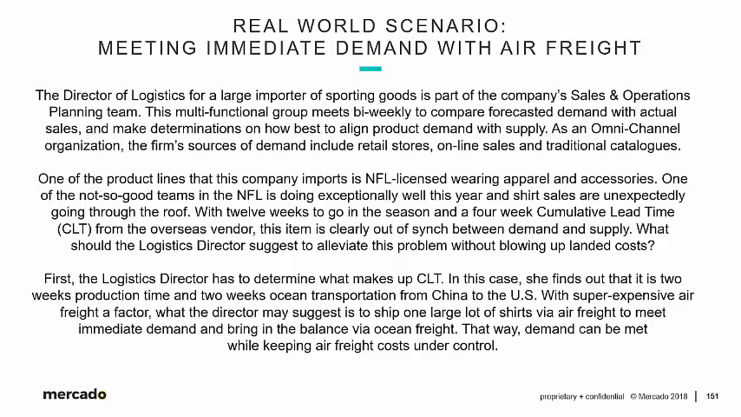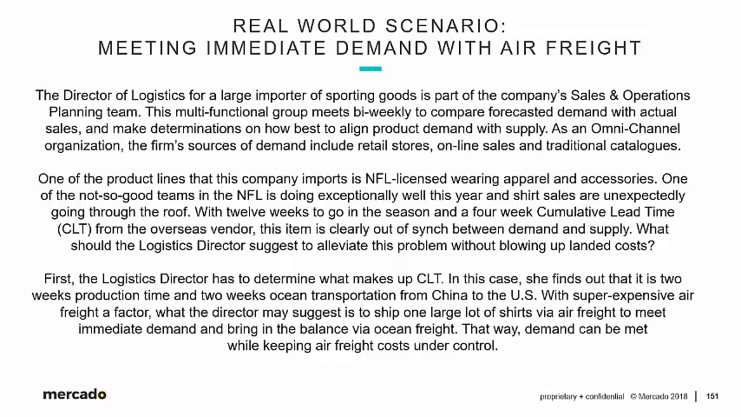One of the not-so-good teams in the NFL is doing exceptionally well this year, and shirt sales are unexpectedly going through the roof. With 12 weeks to go in the season and a 4-week cumulative lead time from the overseas vendor, this item is clearly out of sync between demand and supply. What should the logistics director suggest to alleviate this problem without blowing up landed costs?